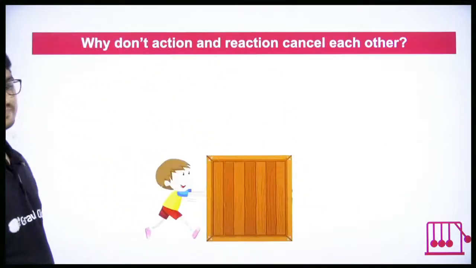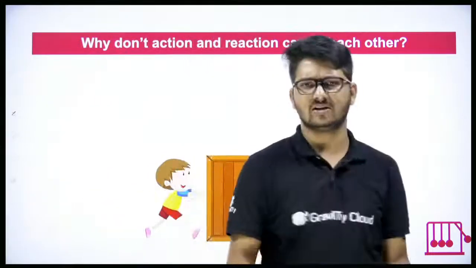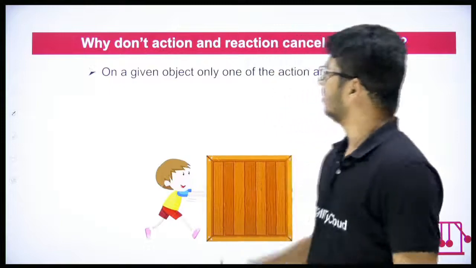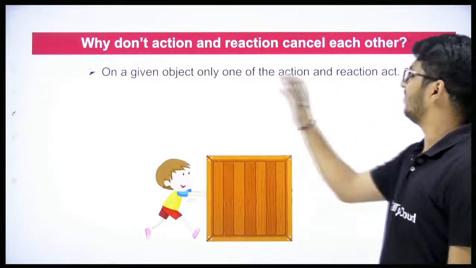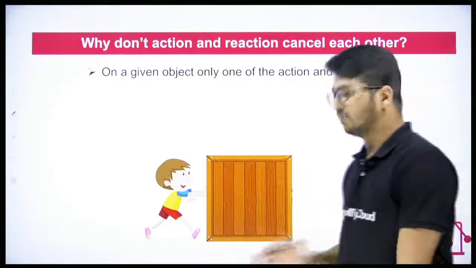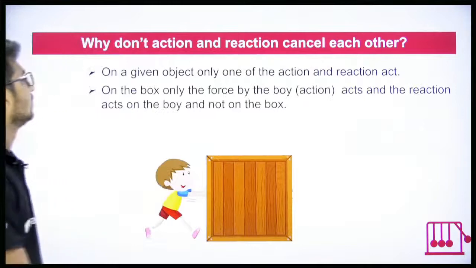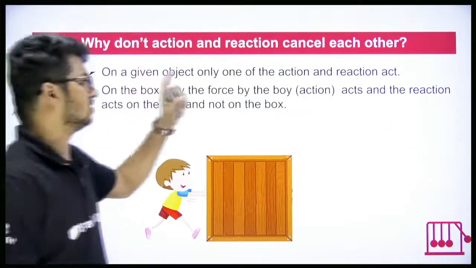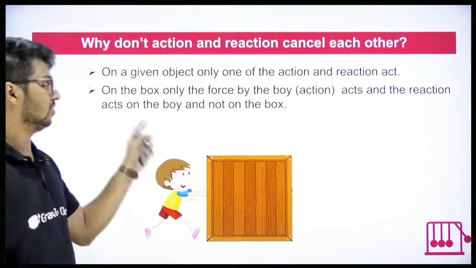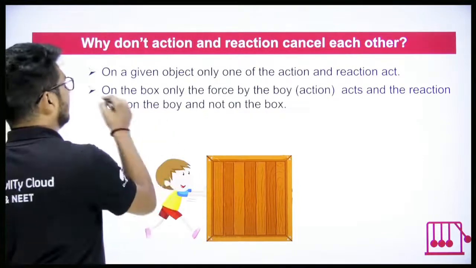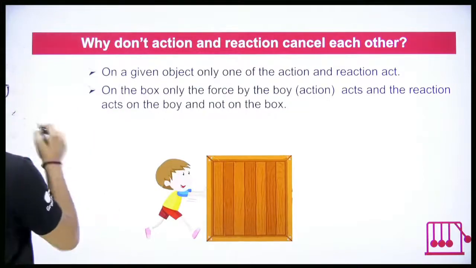Let's continue. Next question: why don't action and reaction cancel each other? The same thing that we discussed. On a given object, let's say if I consider the box, only one of the action and reaction acts, not both of them. On the box, only the force by the boy acts and the reaction acts on the boy. One force is on the box and the other force is on the boy. Two different objects.